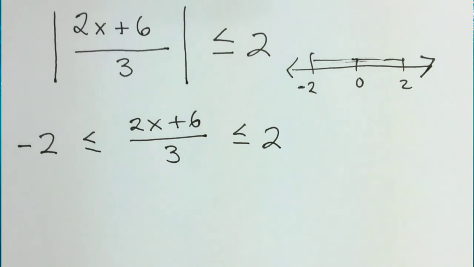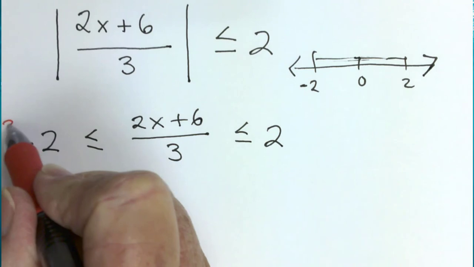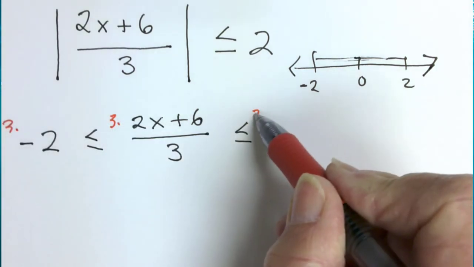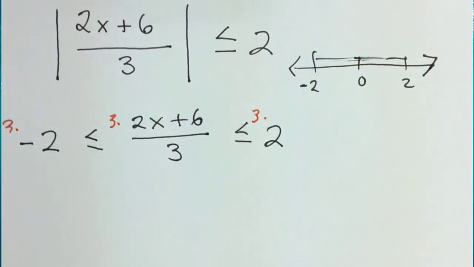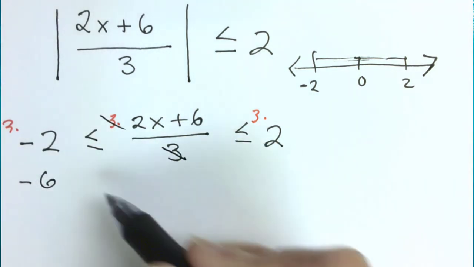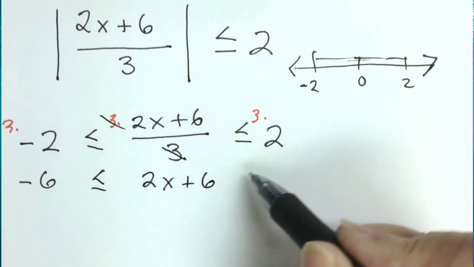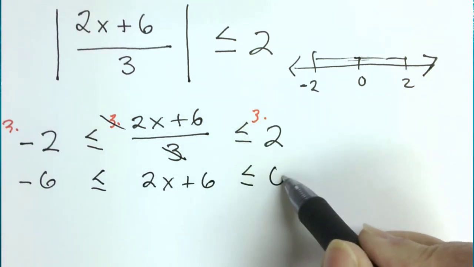And so you should clear your fraction. Multiply across by 3. So we have 3, 3, 3. This will give us -6. This one will cancel our denominator and give us 2x plus 6. This will give us 6.